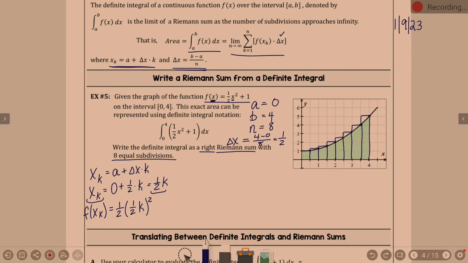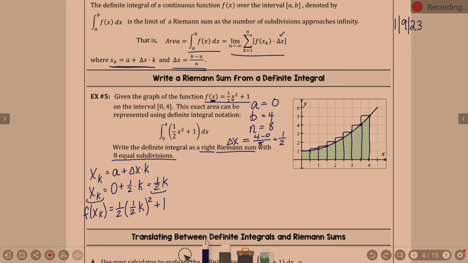1/2 k quantity squared. So 1/2 times 1/2 k quantity squared, and then plus 1. That is what your f of x sub k looks like. And a lot of times you'll just see it left in that form. It's not really a simplified form, it's just the form that they leave it in.